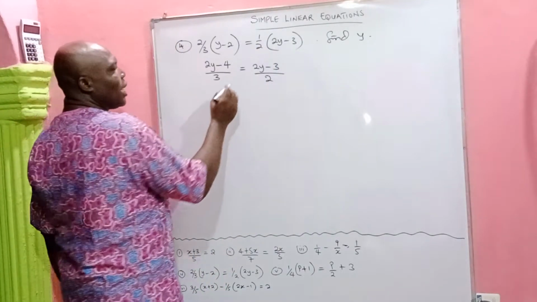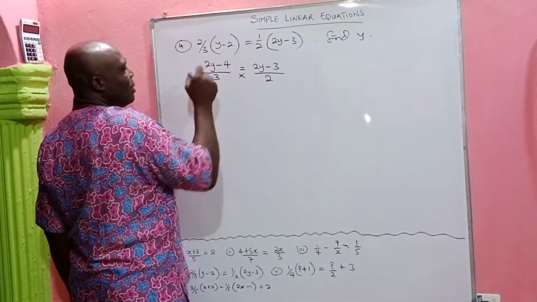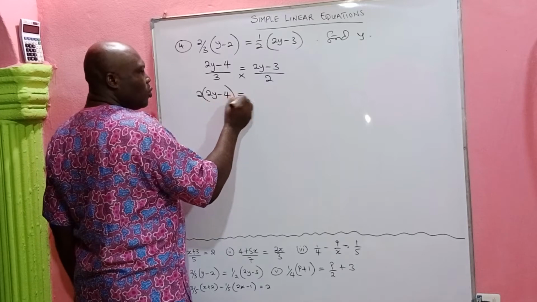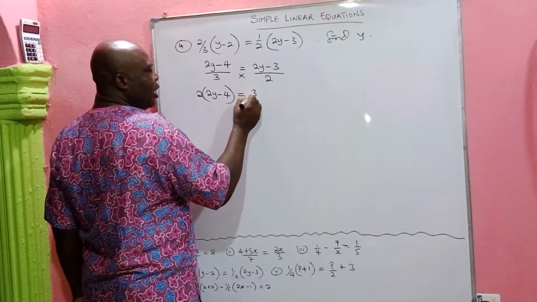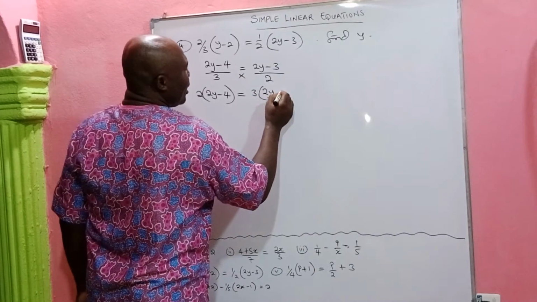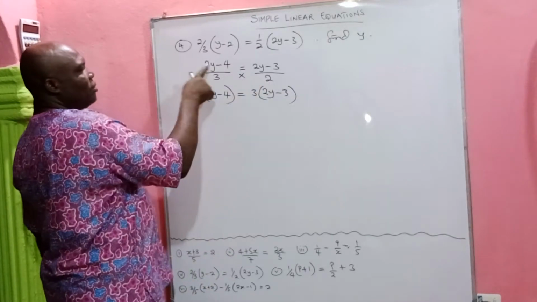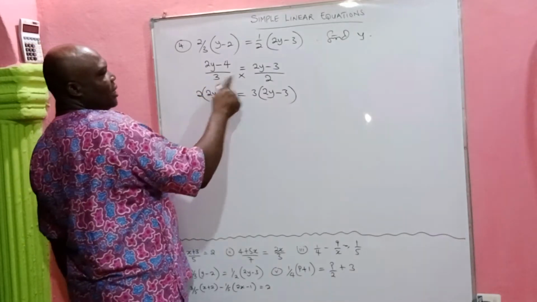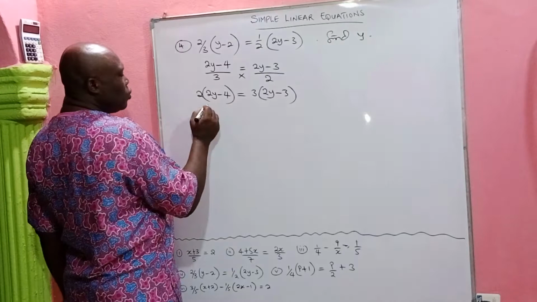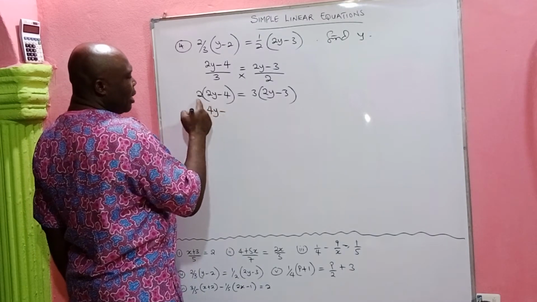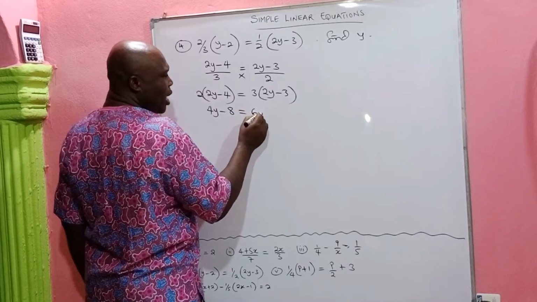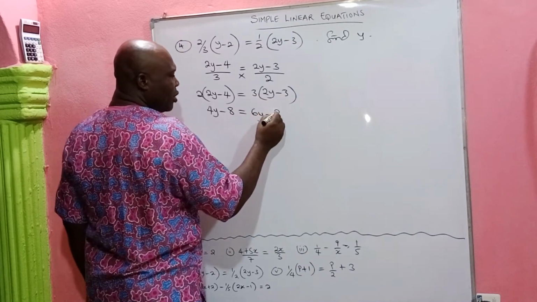So at this point, you can now cross multiply. So 2 will times this. So we have 2 into 2y minus 4 is equals to 3 will times this. So you have 3 into 2y minus 3. So we'll multiply out. 2 times 2y will give us 4y, minus 2 times 4 is 8. 3 times 2y will give us 6y, minus 3 times 3 will give us 9.